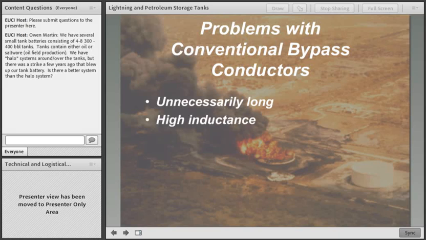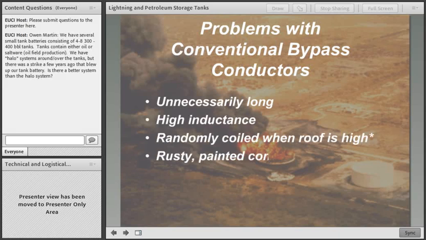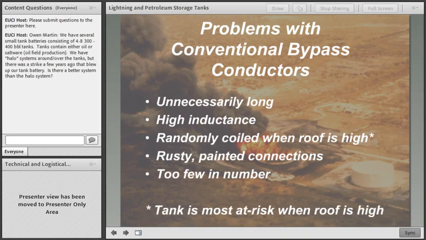So another way to bond the tank, shell, and roof is to use a bypass conductor, which again is a piece of wire between the roof and the shell. Although it's a good concept, there are some shortcomings with using a conventional bypass conductor. Number one, it's unnecessarily long.